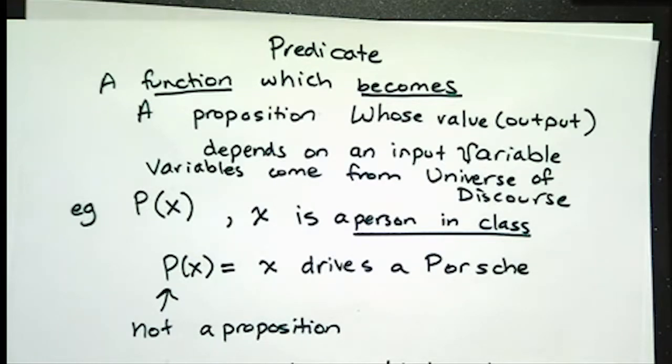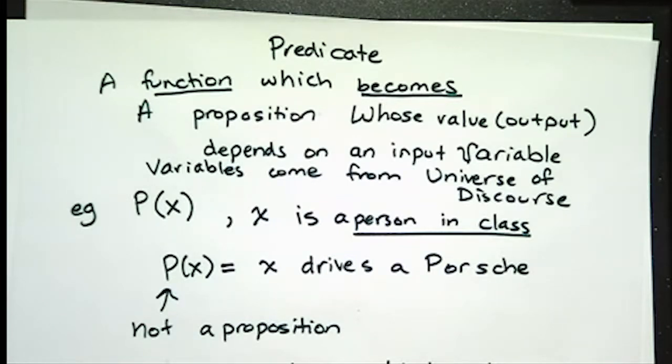So P of Dr. Barnes can be a proposition. I'm a person in this class. I don't drive a Porsche, so P of Dr. Barnes is 0. Probably nobody in here does. Does anybody drive a Porsche? Even a borrowed one? That would be cool.